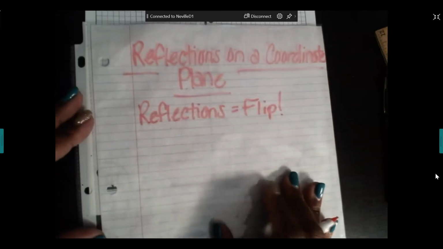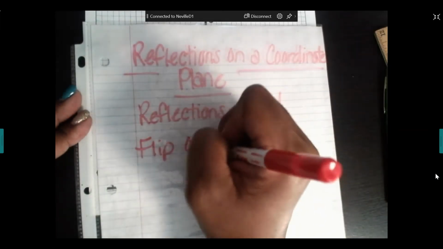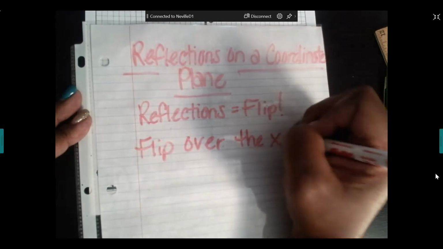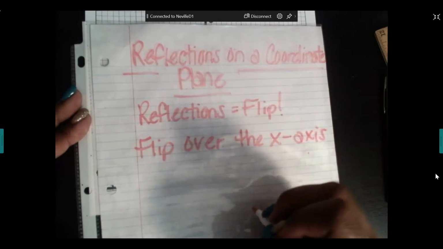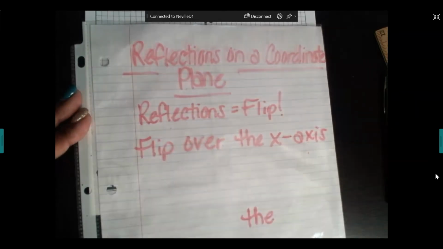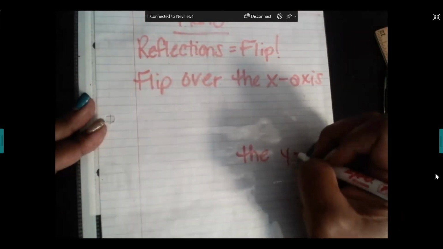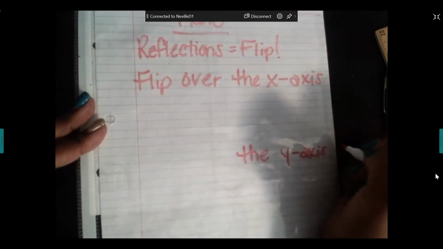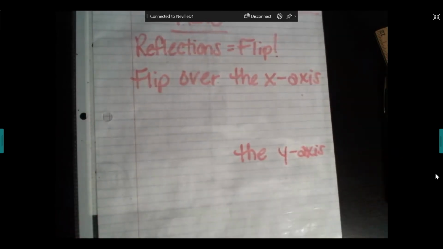We can flip or reflect over the x-axis and we can flip. Notice how Ms. Neville's skipping some space. And we can make a flip over the y-axis. Well, what does that look like? Let's take some time to write this down, and then we're going to talk about what it means or what it looks like to flip across either one of these axes.